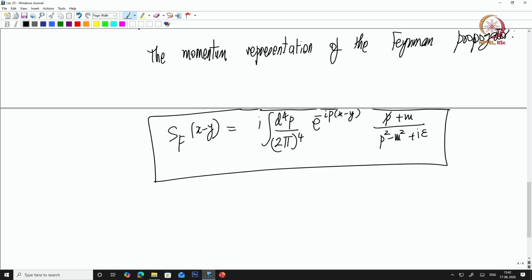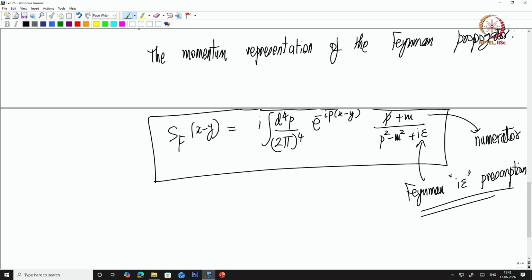So the fermionic propagator has the form like this essentially. It has a numerator compared to the boson propagator, and the denominator looks very similar to the boson propagator. Now we use the same thing, the I epsilon prescription of Feynman, which we discussed in the boson propagator, which we discussed in several classes.